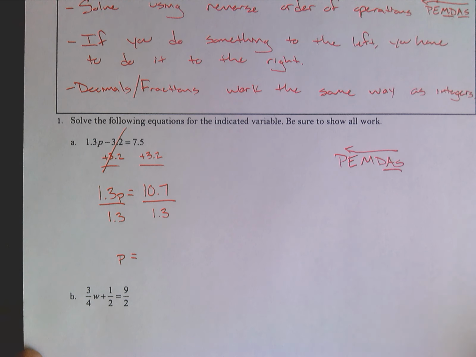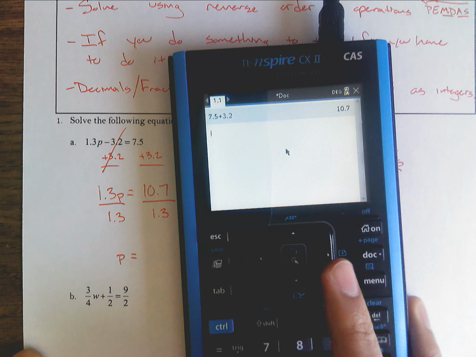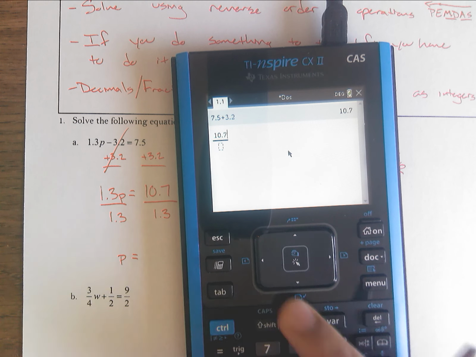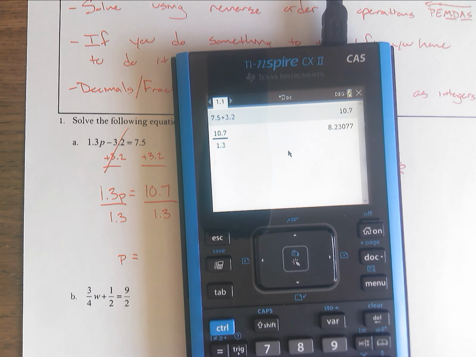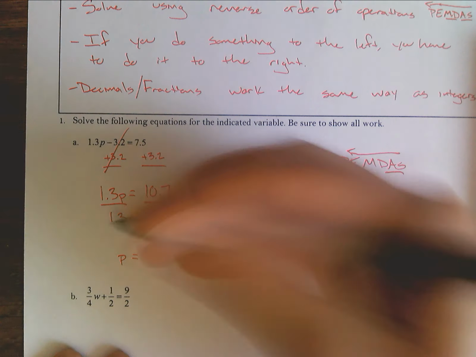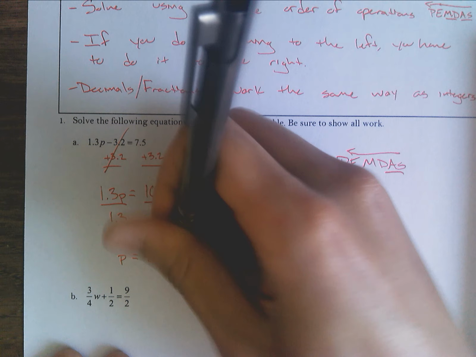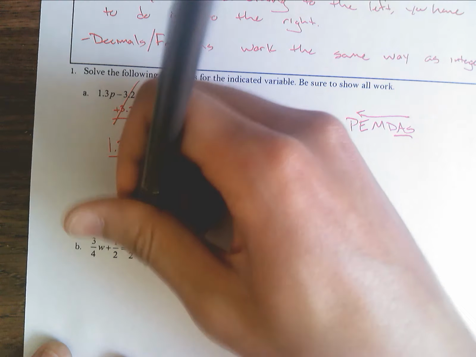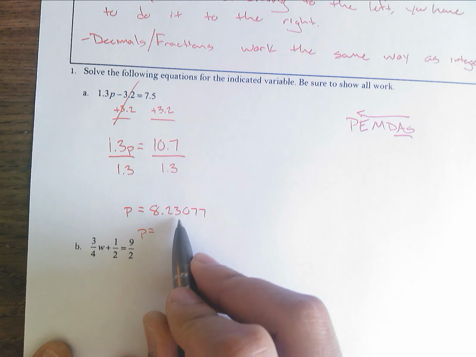So let's go back to the calculator. And remember, in order to divide, we can always set up our fraction bar in our Inspire calculator. In order to do that, we hit Control, Divide. That sets up a fraction bar. So we're going to do 10.7 divided by 1.3, and it's going to give us 8.23077. You could write out the exact answer, 8.23077, or you can round. Typically, 2 places is good enough. So you can round it and say that p equals 8.23.